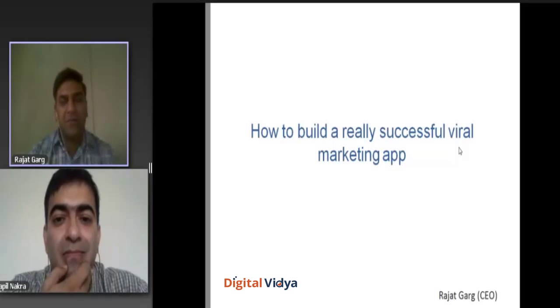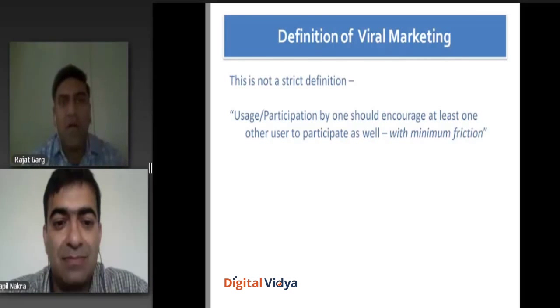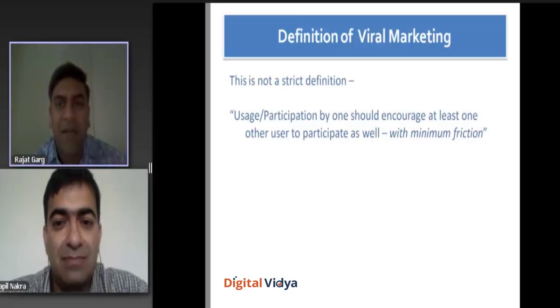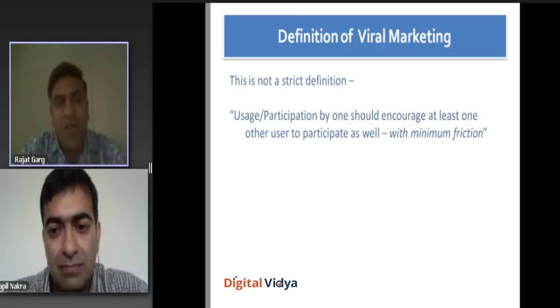Although everybody talks about viral marketing and almost everyone has heard about this definition, in our view, the most raw definition is if a usage or participation by one automatically encourages at least one other user to participate as well. And the key here is minimum friction.